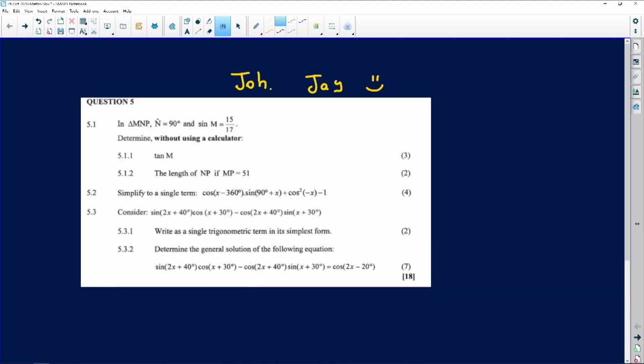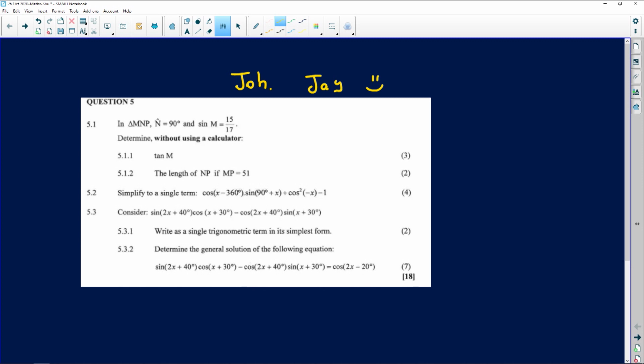So Joe J sent us a trig question that is as follows. It says to us here, in triangle MNP, angle M is 90 degrees and the sine of M is 15 divided by 17. Determine, without the use of a calculator, the tan of M, okay?